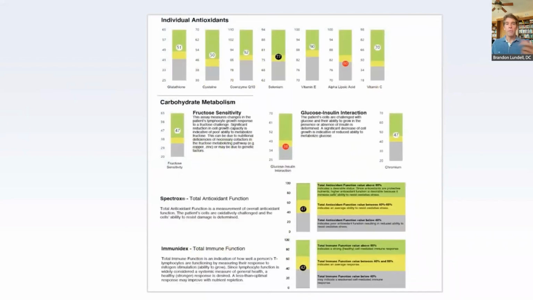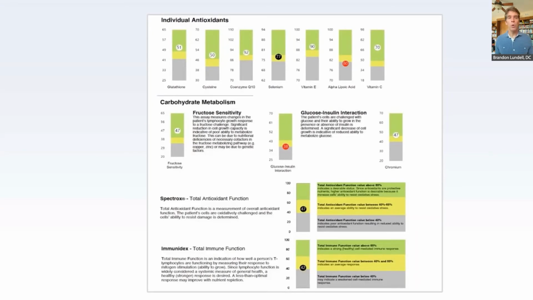And all of his antioxidants were really low. Alpha lipoic acid is something I use a lot in my practice, especially for fatigue. Why? Because it's probably the best single nutrient for mitochondrial health. It's not the only one, but it's the best single nutrient for mitochondrial health. So anytime we have a mitochondrial issue, alpha lipoic acid is certainly one of the go-tos.